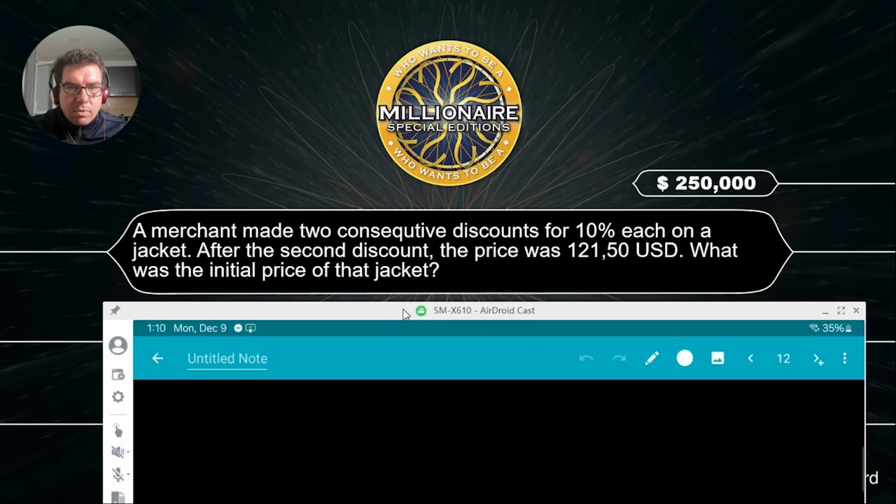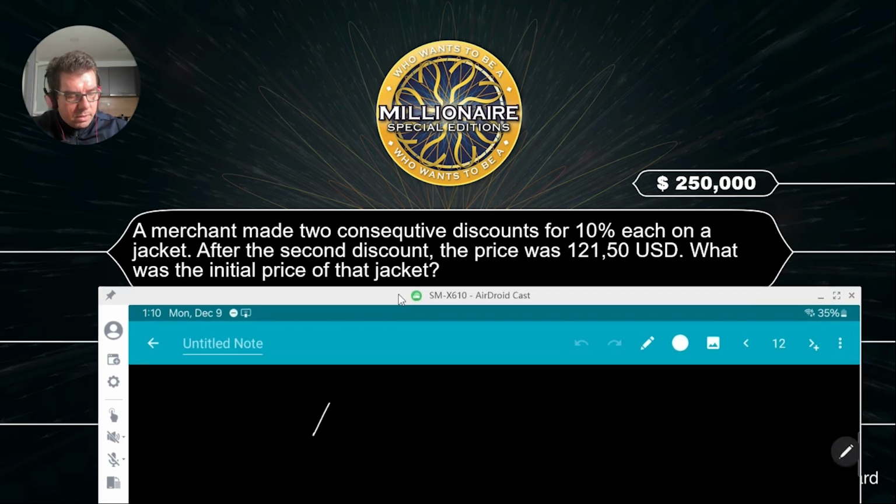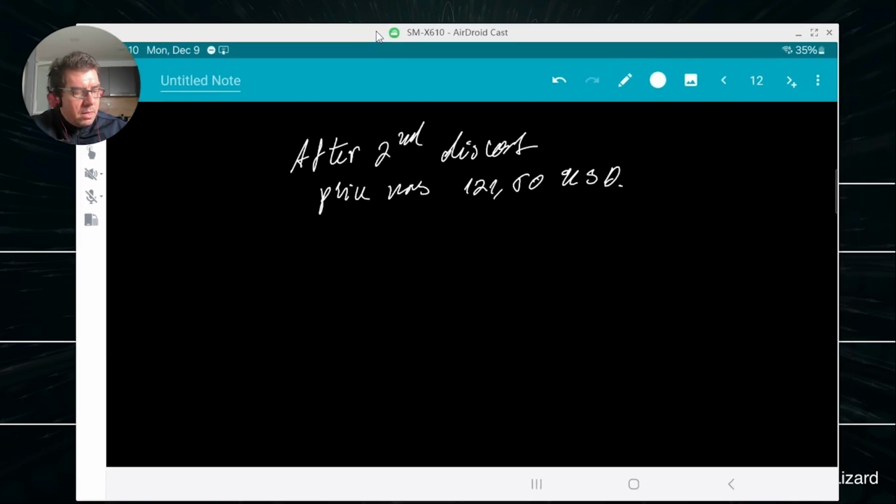After the second discount, the price was $121.50. And we made 2 consecutive discounts for 10% each, right? So how do we write this? Let's denote the original price by X, okay? Let X be the original price.